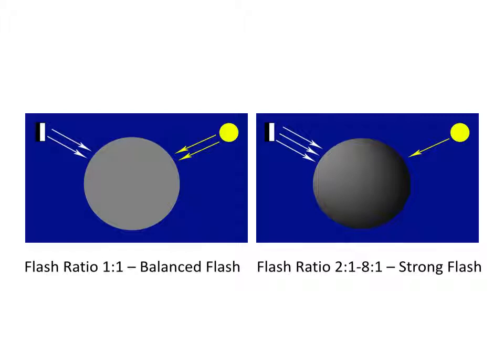The next flash ratio is 1:1, which is a balance between ambient light and flash. The last ratio shown is strong flash, which is where the flash ratio is 2:1 to 8:1. This is where the flash will be stronger than the ambient light.